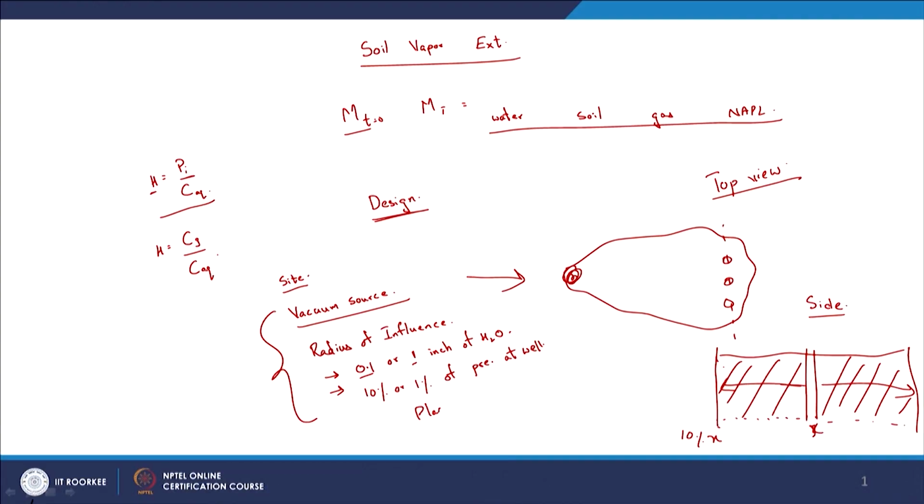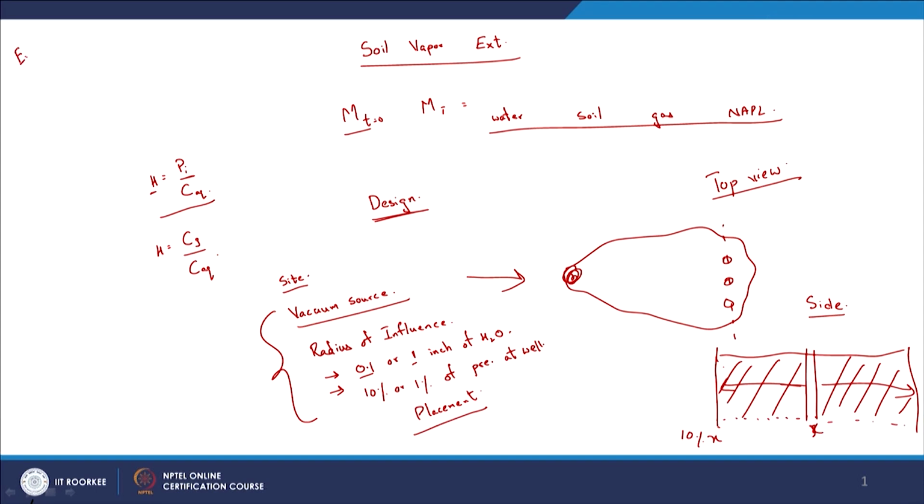So, again, we are going to look at placement of the relevant wells. We will look at one example in a couple of minutes, but before we go further, we will talk about one particular aspect, or a couple of aspects, as in what are some of the other enhancements that we can look at. Other than air sparging, what else can you use this in conjunction with?